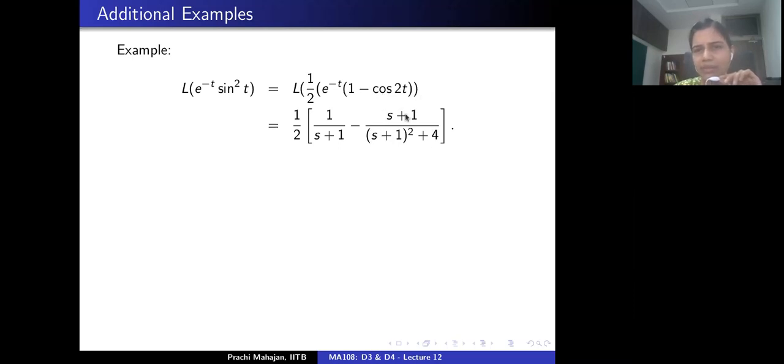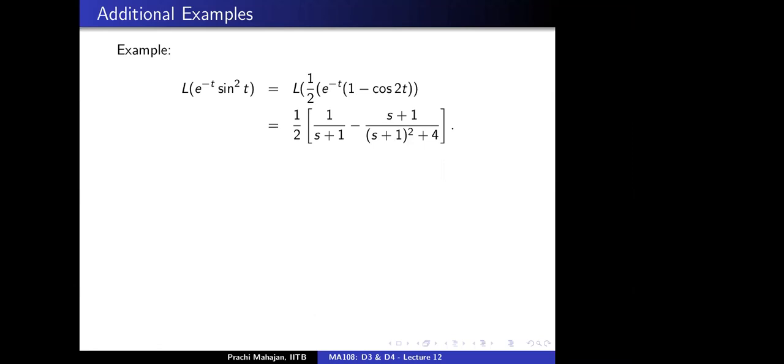You write down the function which corresponds to the Laplace transform of the cosine function, which is s by s square plus a square, and then shifted by unit 1 because you have a factor e^(-t) here. Correct? Is that okay? Yes, ma'am. Okay. All right.